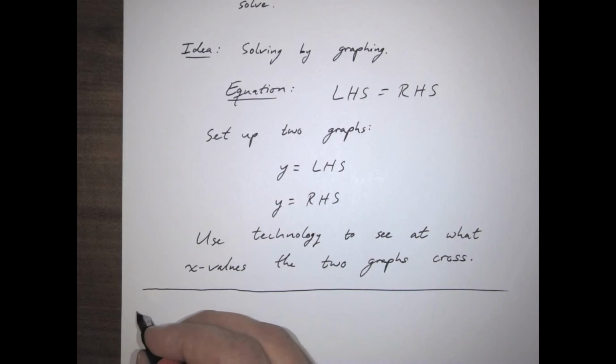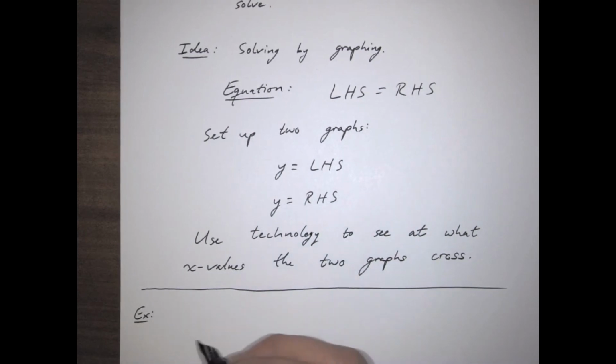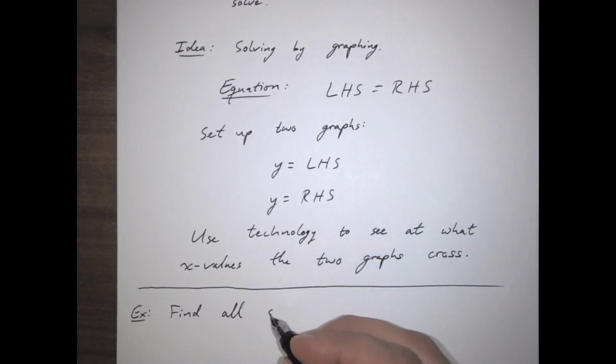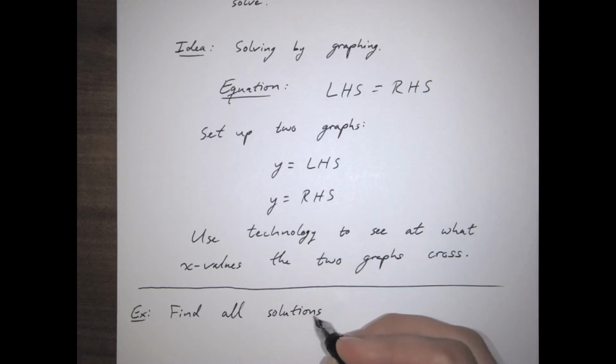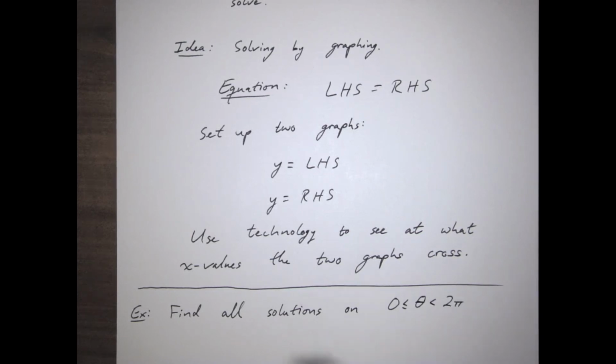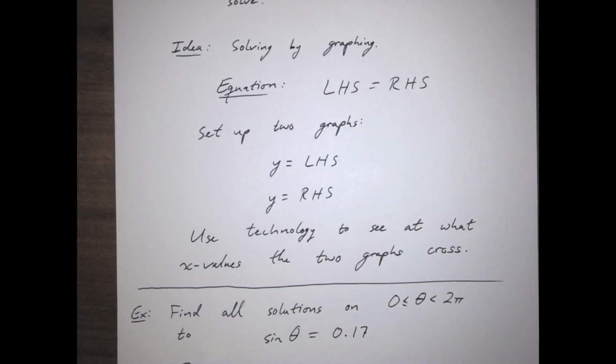And just as an example, find all solutions on 0 less than or equal to theta less than 2 pi to the equation sine theta equals 0.17. Round answers to two decimal places.